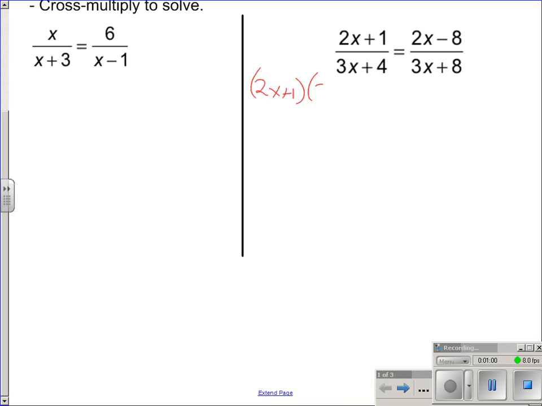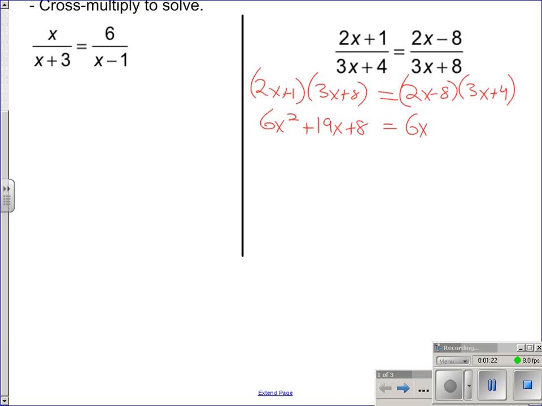2x plus 1 times the 3x plus 8 equals 2x minus 8 times 3x plus 4. All right, when we FOIL this stuff together, 6x squared, 16x, that's going to be plus 19x plus 8 equals 6x squared. We're going to have an 8x minus a 24x, so that puts us at a minus 16x minus 32.